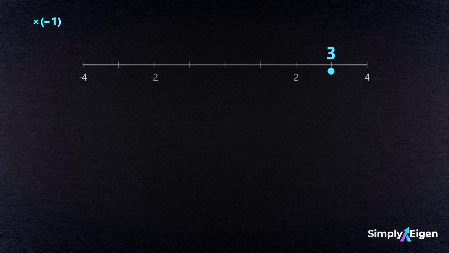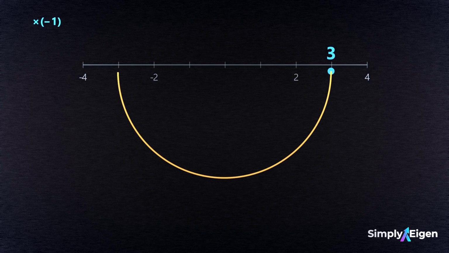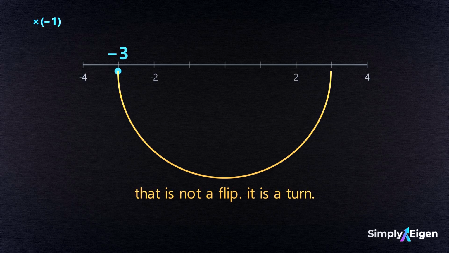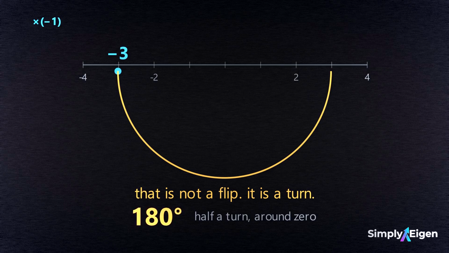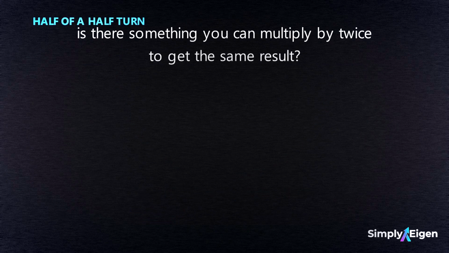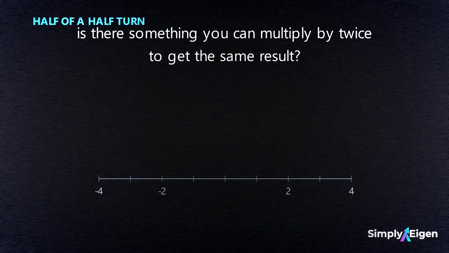Here is the answer, and it is much simpler than the name suggests. Take the number line. Multiplying by -1 sends 3 to -3. We usually describe that as flipping the sign, but look at it on the line and describe it as a movement instead. It is a turn. Half a turn, 180 degrees, around 0. Now here is the question that opens everything up. If multiplying by -1 is half a turn, is there something you can multiply by twice to get the same result?